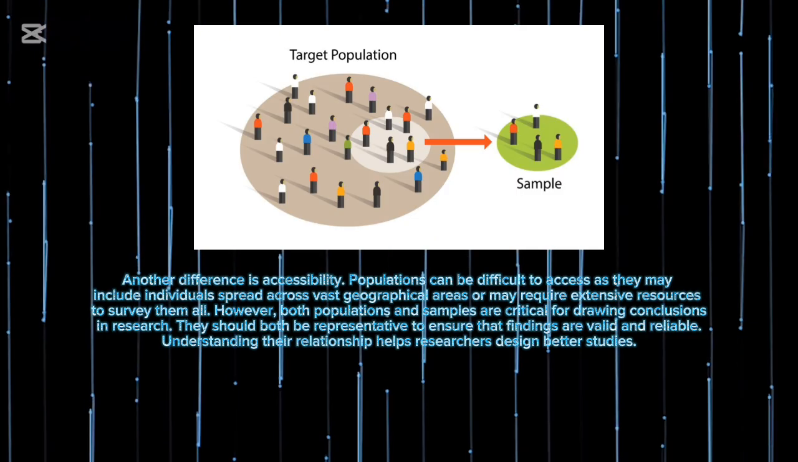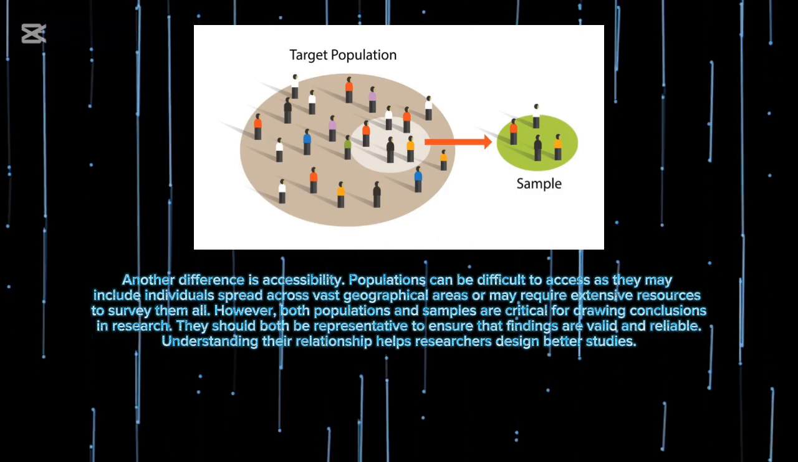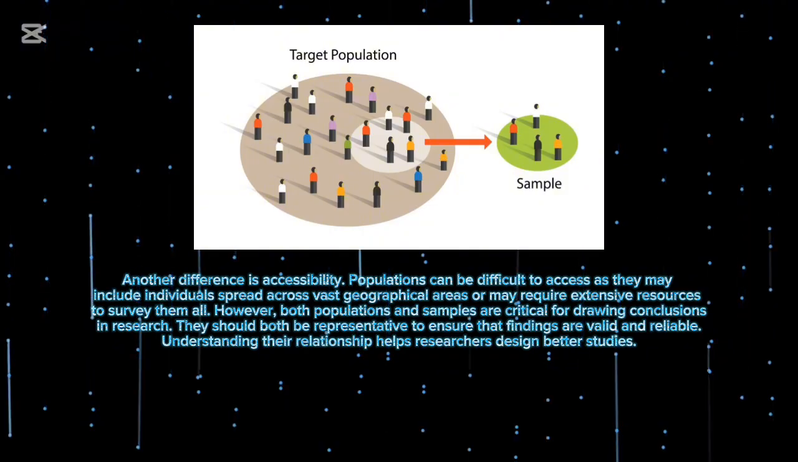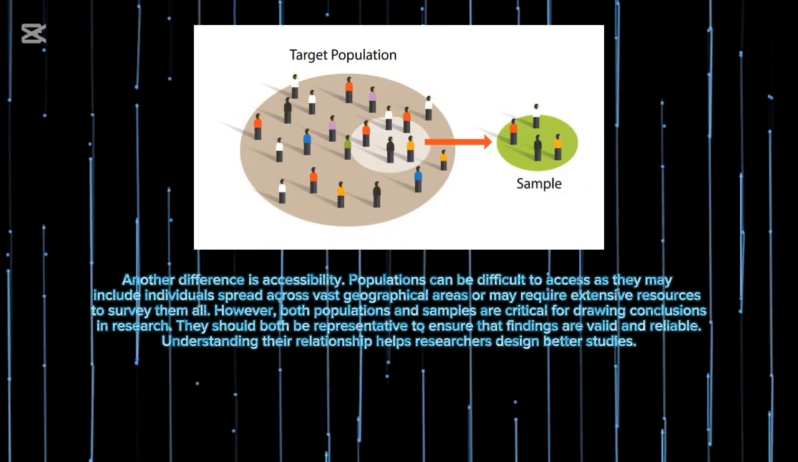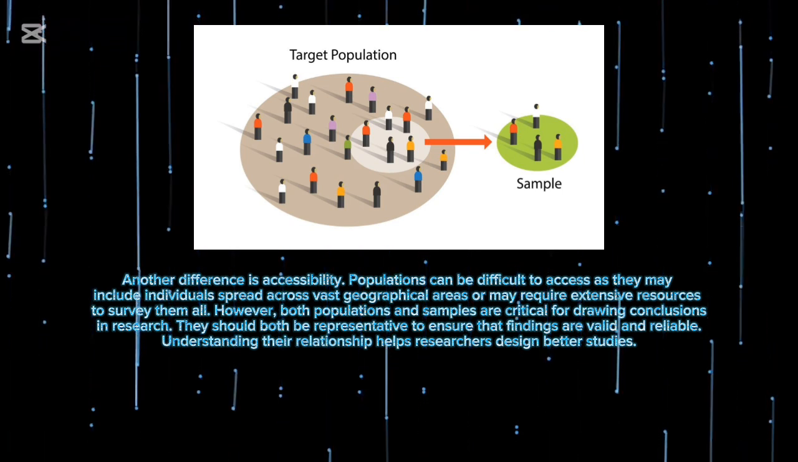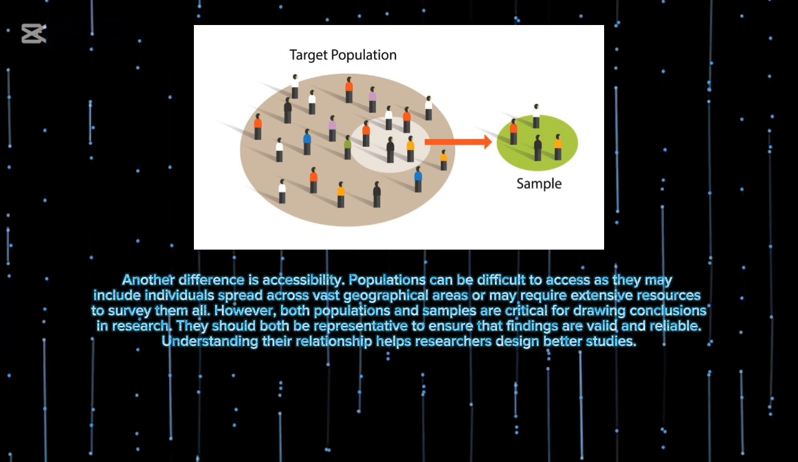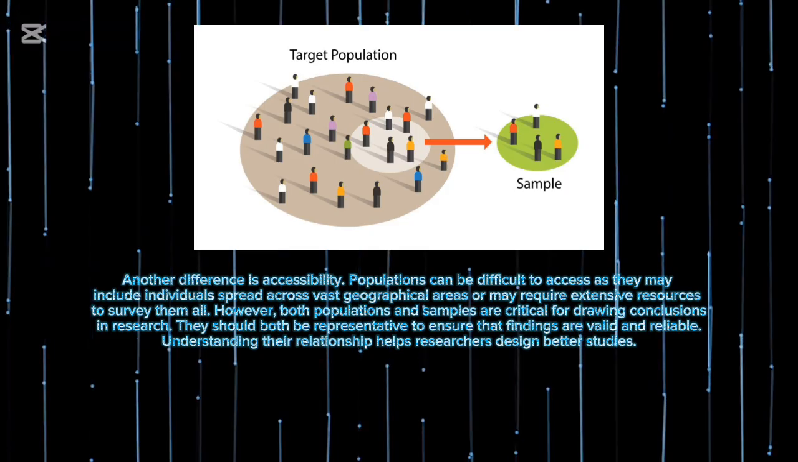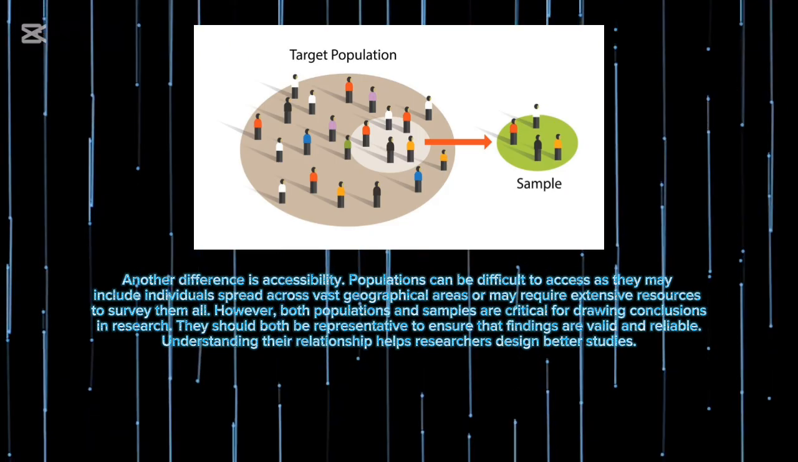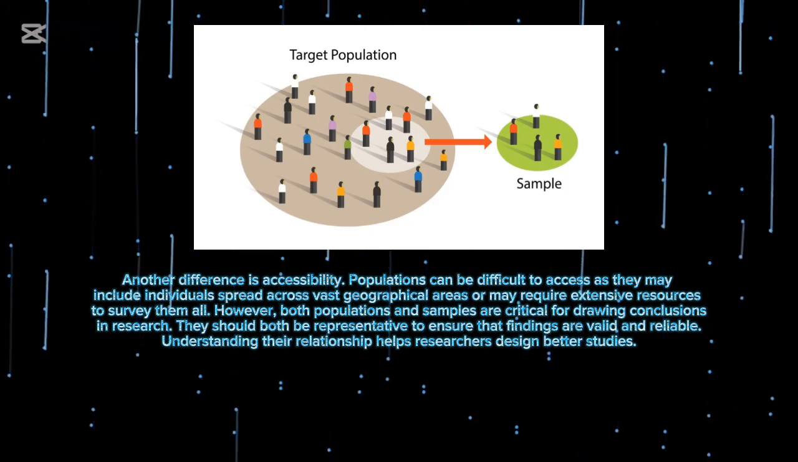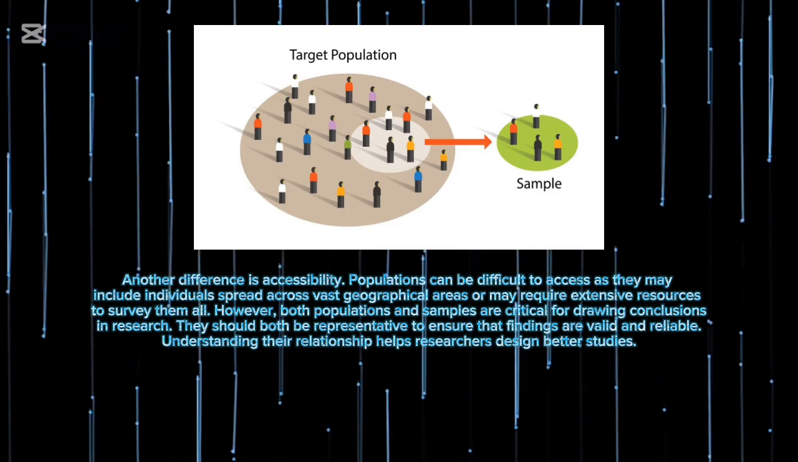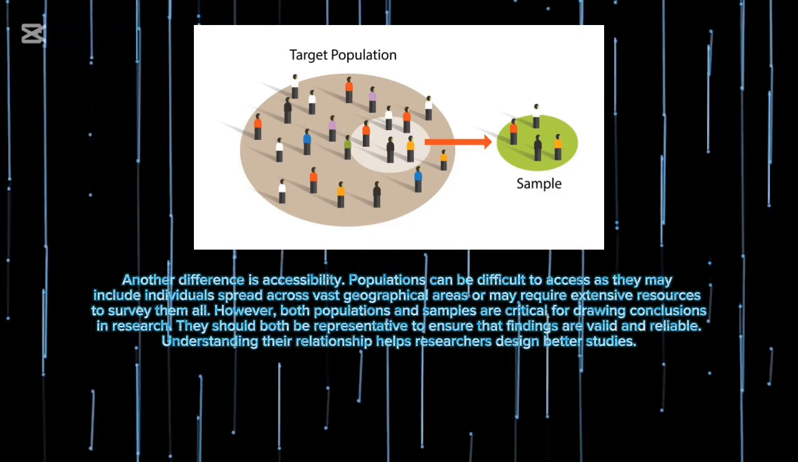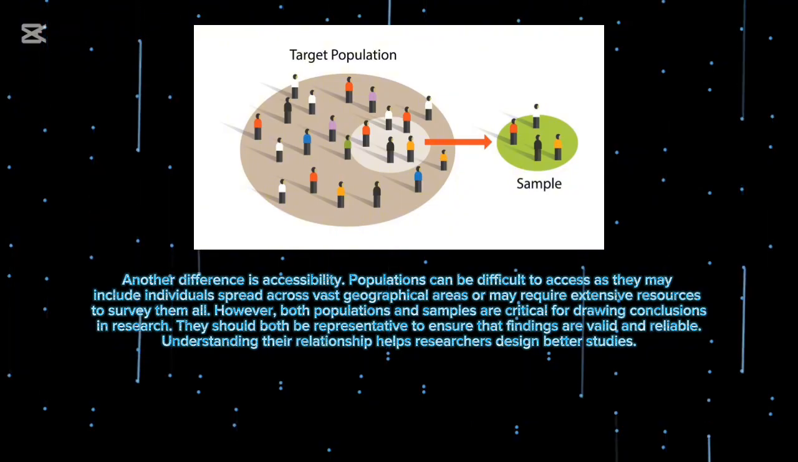Another difference is accessibility. Populations can be difficult to access as they may include individuals spread across vast geographical areas or may require extensive resources to survey them all. However, both populations and samples are critical for drawing conclusions. In research, they should both be representative to ensure that findings are valid and reliable. Understanding their relationship helps researchers design better studies.